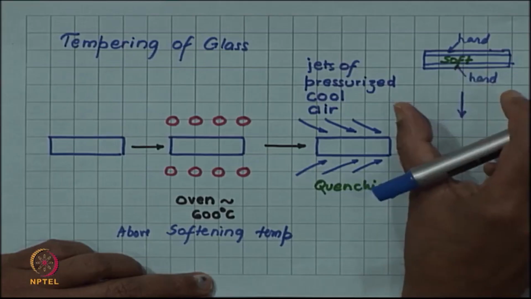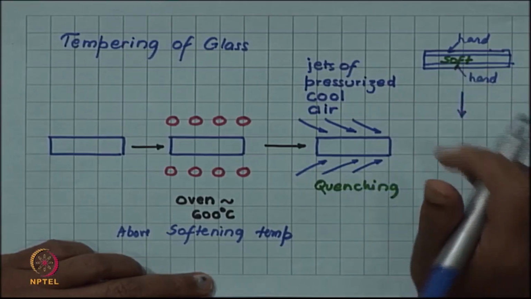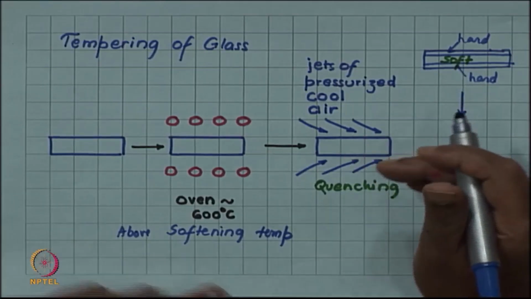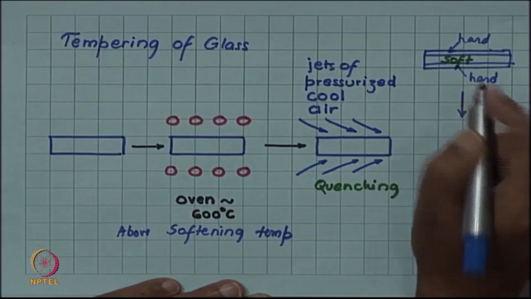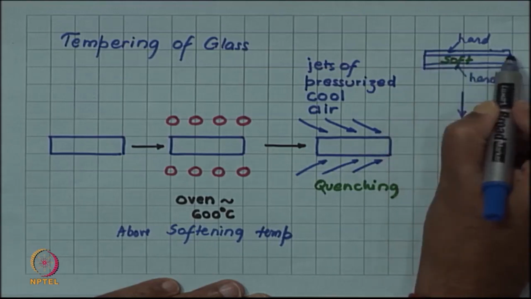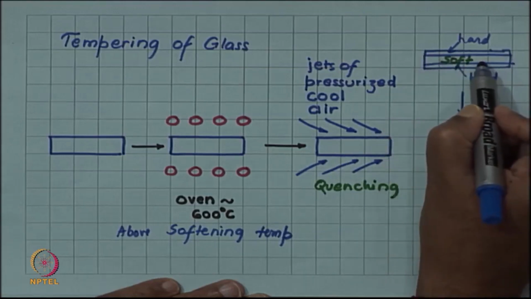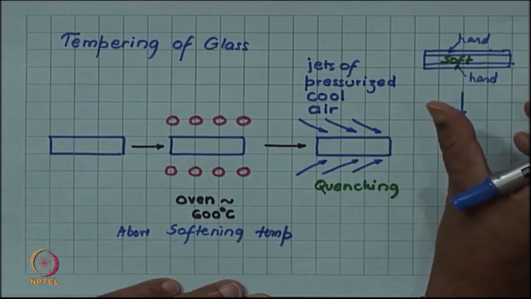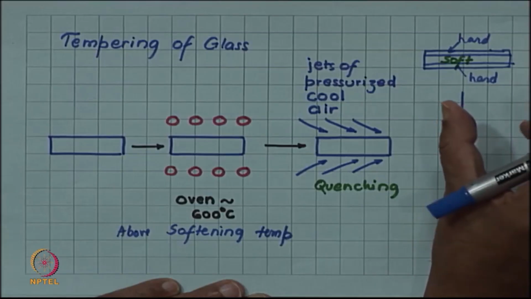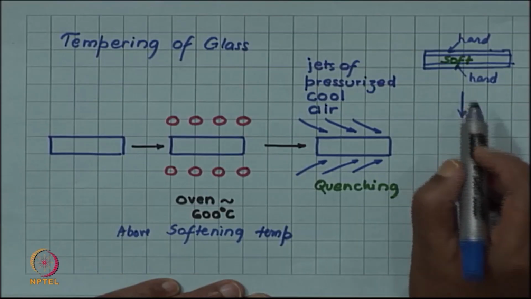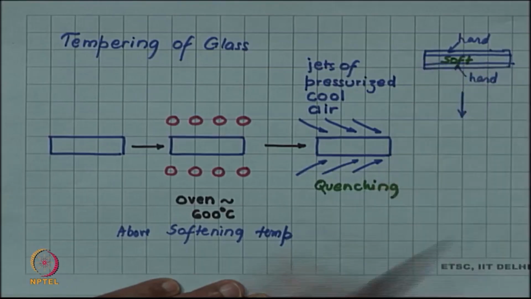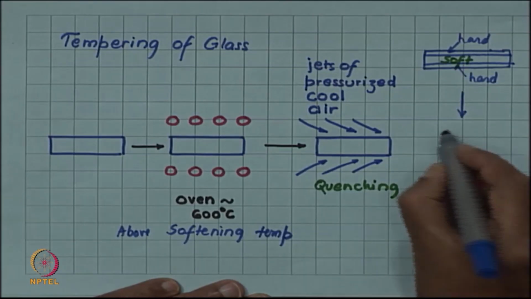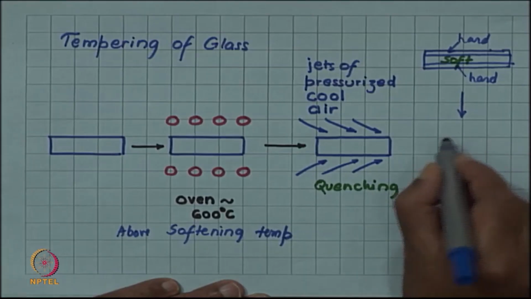In that process, it will try to contract. When the glass cools and becomes hard, it also contracts. So, when the outer surface contracted, the inside was soft, so there was no resistance to its contraction. It contracted easily. But now, when the inner layer wants to contract, it is encased by the outer hard layer, and so that resists its contraction.